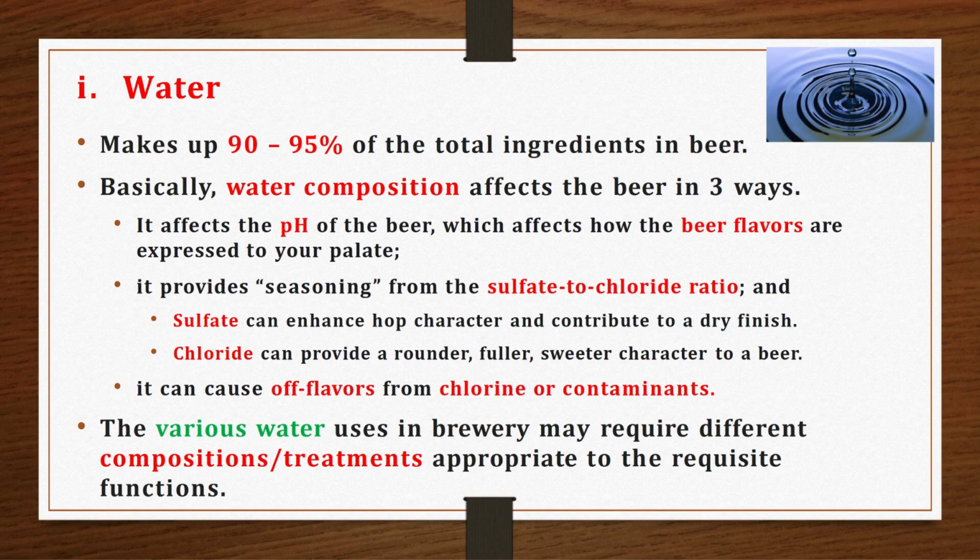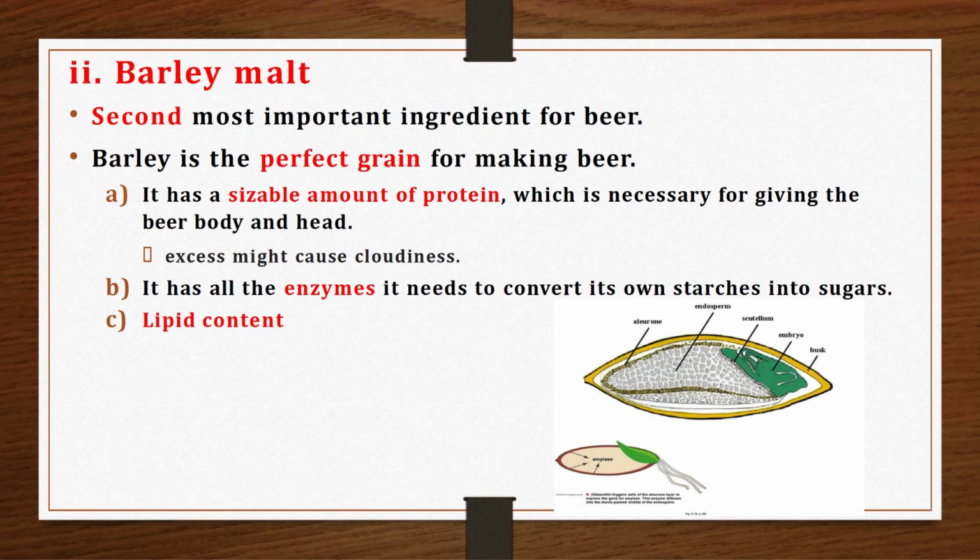Water makes up a massive 90 to 95% of the total ingredients in beer. So its composition is critical. Basically, water affects the beer in 3 main ways. First, it affects the pH of the beer, which influences how the beer flavors are expressed to your palate. Second, it provides a kind of seasoning, from the sulfate to chloride ratio. Sulfate can enhance the hop character and contribute to a dry finish, while chloride can provide a rounder, fuller, sweeter character. And third, it can cause off flavors from chlorine or other contaminants. The various uses of water in a brewery may require different compositions or treatments appropriate to their specific functions.